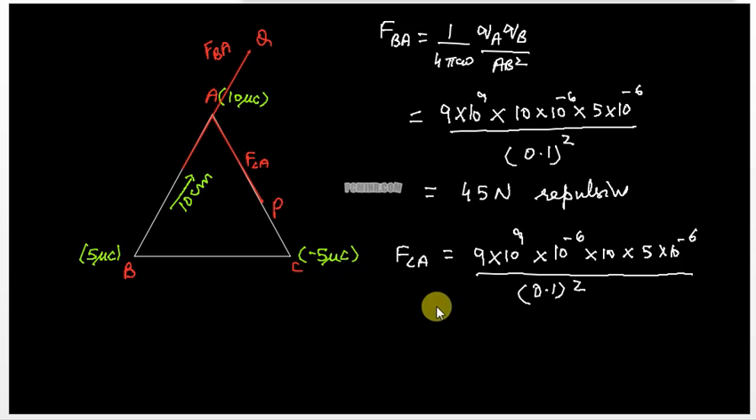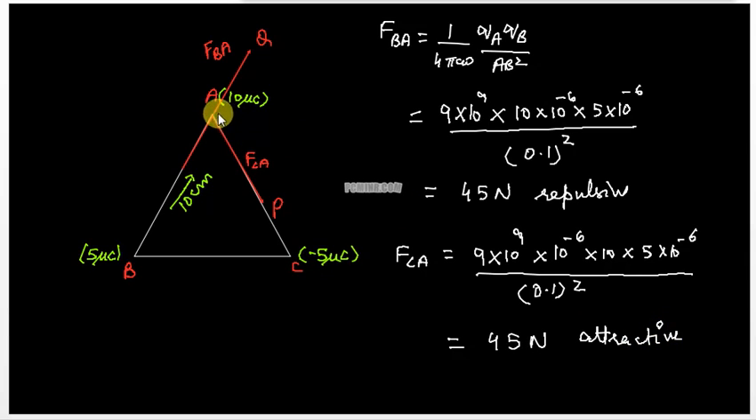And similarly, we can find out FCA, the force on A due to the charge at C. So using the same formula, and all the values are also same, it's just that this force is going to be 45 Newton attractive force because the charge at C is negative. So we get these two forces, FBA and FCA.